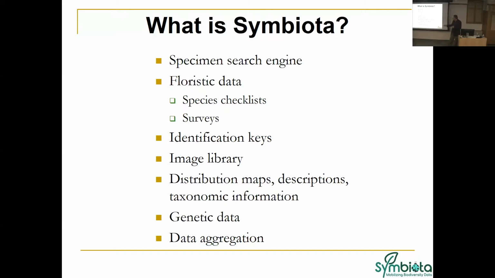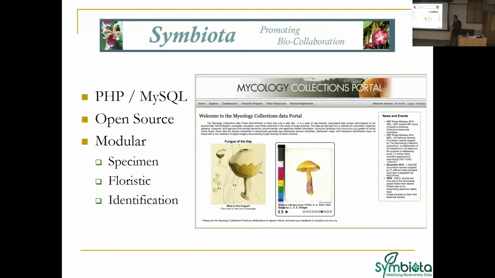You have the ability to enter genetic data and link that data to and from GenBank, which I'm going to show you later in my talk as well. And one of the more powerful things is it's a data aggregator. So we can actually go to GBIF and download other collections and upload those into the MyCoPortal. So we actually aggregate everything into one place, which is really one of the nice features of Symbiota, being able to aggregate all of this data, and you have one place to go and search for it.